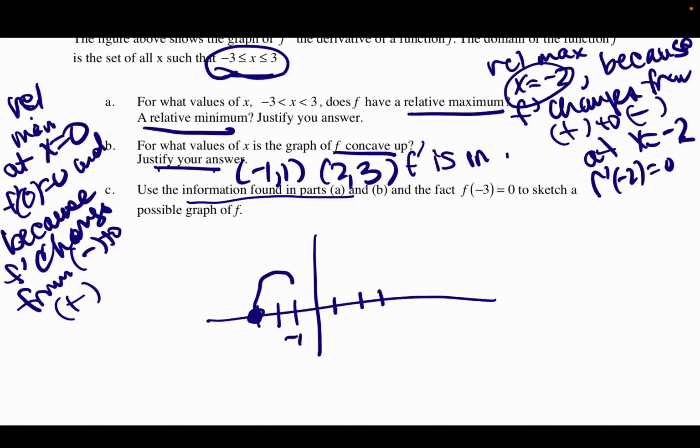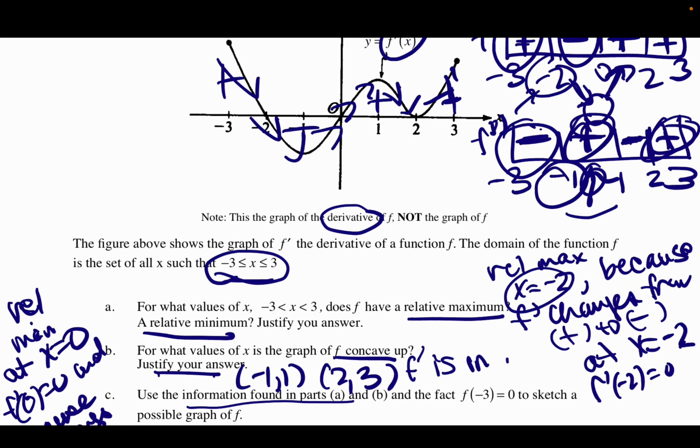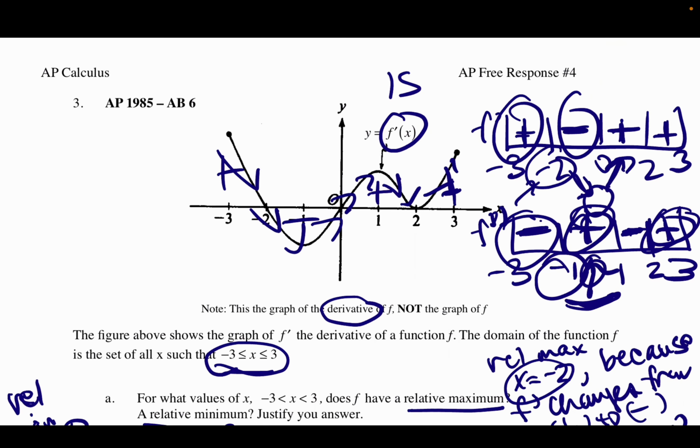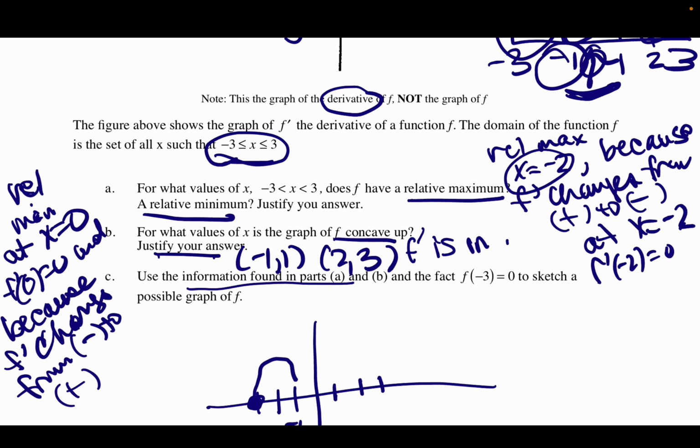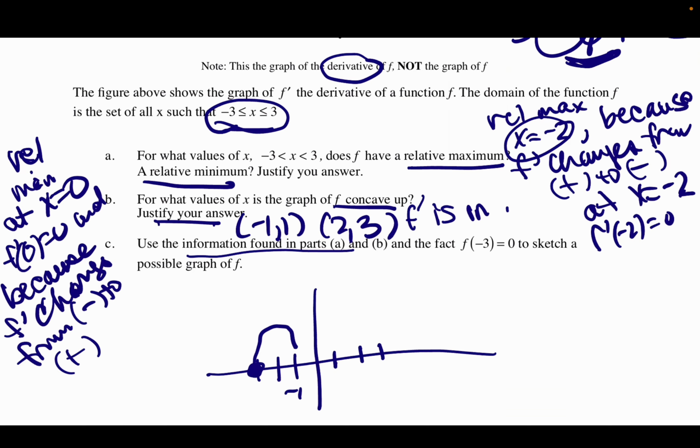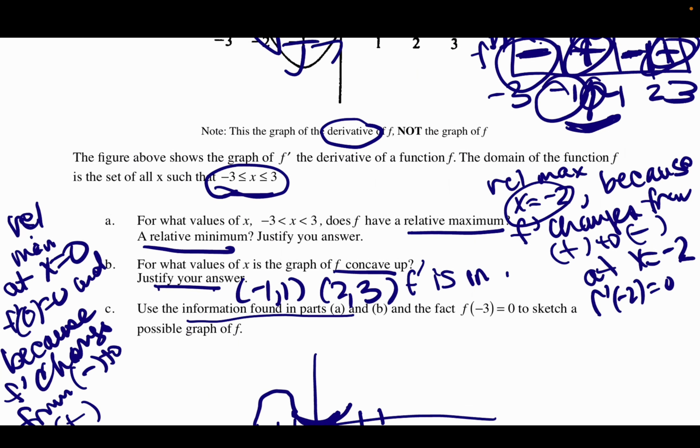So I'm going to make it concave down, and there's a relative max right there. All right, now I have to go concave up between -1 and 1, but I have to decrease until I get to 0, and then I've got to increase. So let's see how I'm going to do that. I've got to make it concave up while I'm decreasing and then increasing until I get to 2. So I'm going to go down, and here's concave up from -1 to 1.